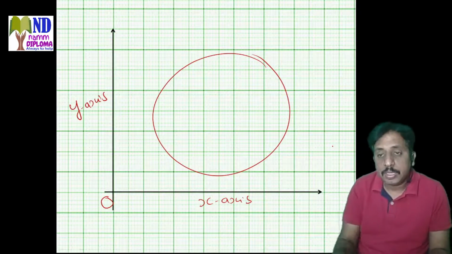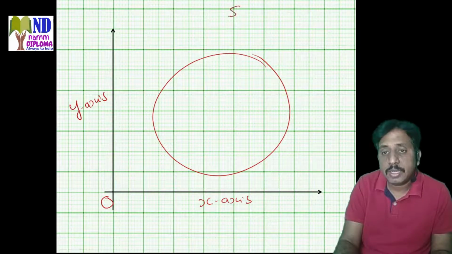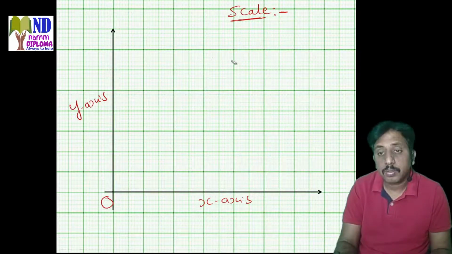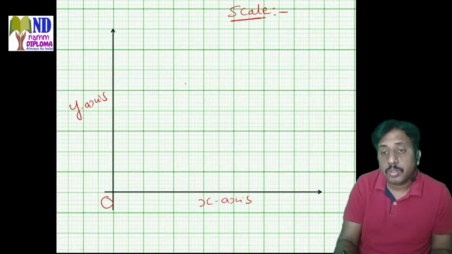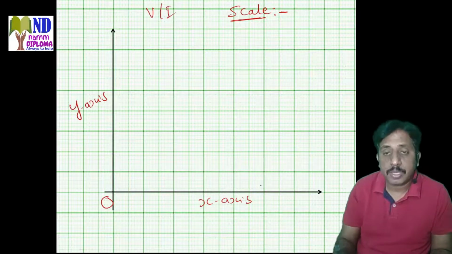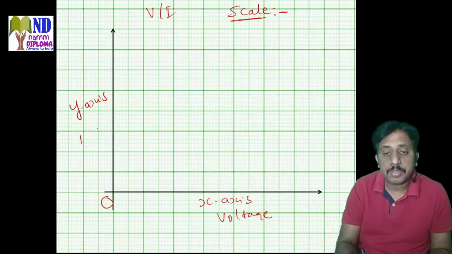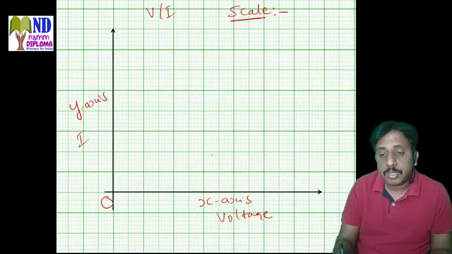And you need to write the scale here. The heading goes like this, scale. So you need to mention the divisions here. For example, you're plotting the graph for V versus I, voltage versus current. So voltage becomes the x-axis and the current becomes the y-axis. You need to mention what the divisions are here.